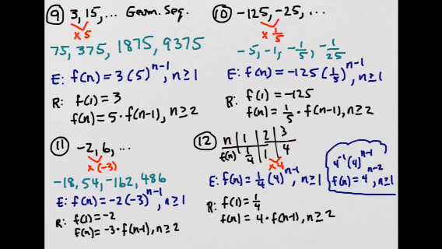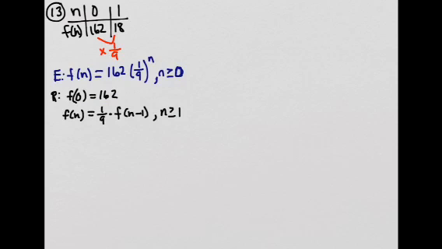And recursive, again, pretty straightforward. F of 1 is 1/4, and f of n is the ratio, which is 4, times the previous term for all n greater than or equal to 2. So for number 13, I just wrote the first 2 terms, and I took 18 over 162, and I got 1 over 9. So that's the ratio.